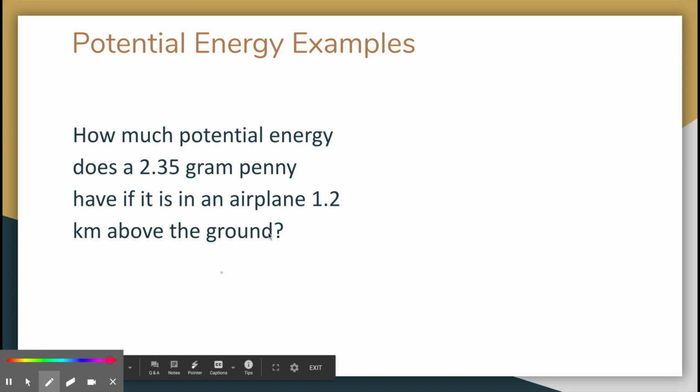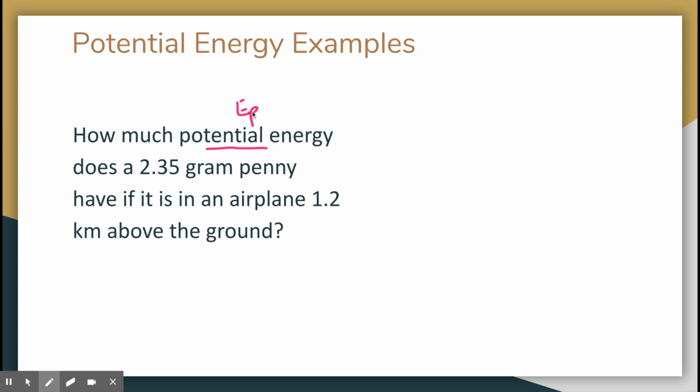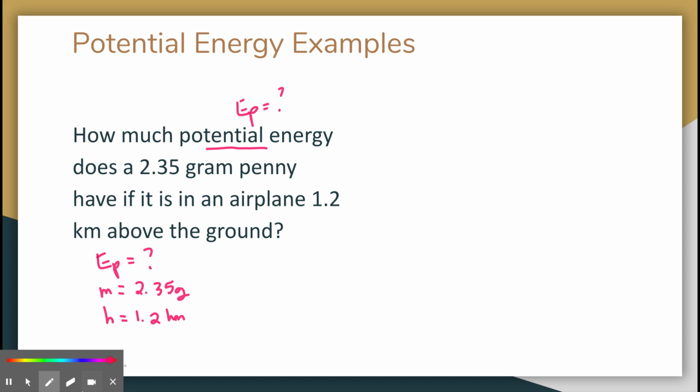Okay, example 2. How much potential energy, so EP is my question mark, does a 2.35 gram penny have if it is in an airplane 1.2 kilometers above the ground? So I'm going to pause and think, are these units what I need them to be? The answer is no. Okay, I need my mass to be in kilograms.